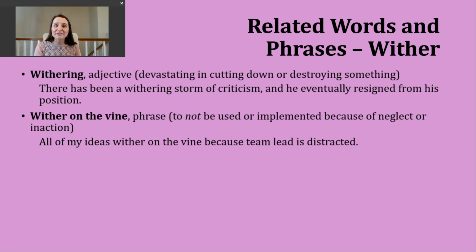So an example of this might be, all of my ideas wither on the vine because the team lead is distracted. So we can imagine maybe an employee, a worker, saying something like this. They take good ideas to their supervisor, their team lead. Hey, why don't we try this? What about that? Maybe this would be better. But nothing ever happens. These ideas aren't used. These ideas aren't implemented.